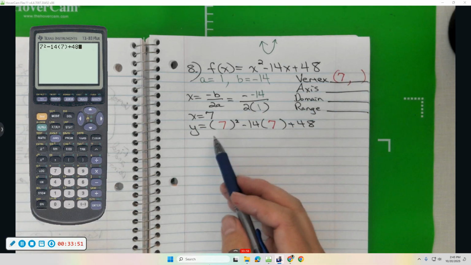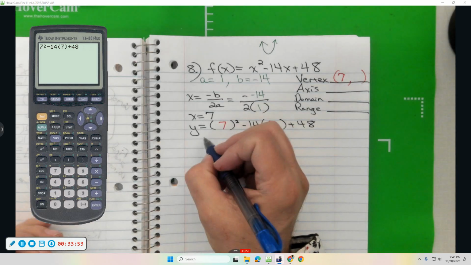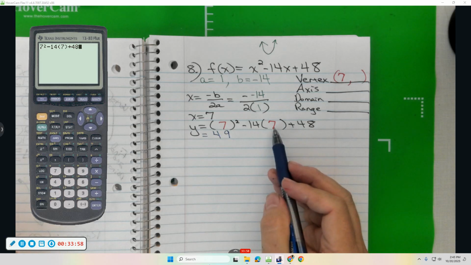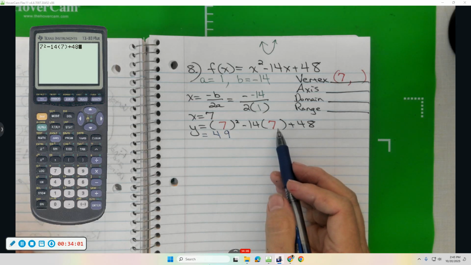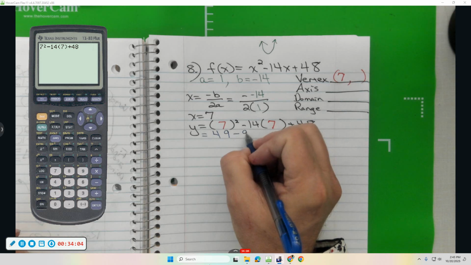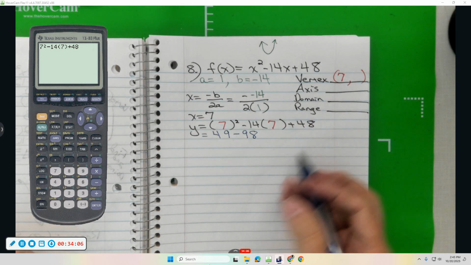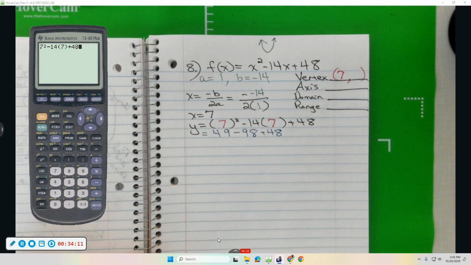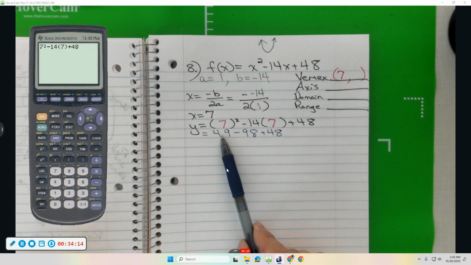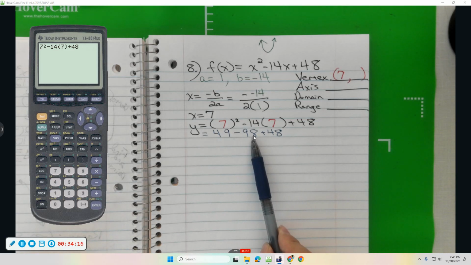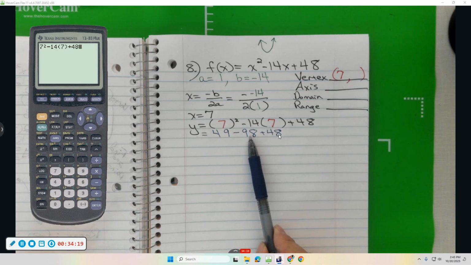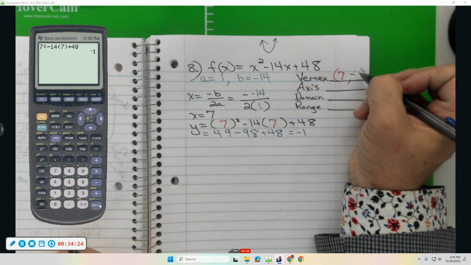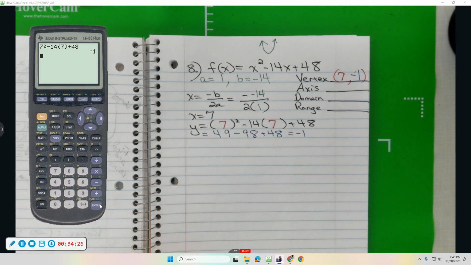The exponentiation is performed first. 7 times 7 is 49. Minus 14 times 7. 14 times 7 is 98. So a minus 98. And we still have that plus 48. 49 minus 98 is a -49. -49 plus 48, that gives us a -1 for the y-coordinate of my vertex.